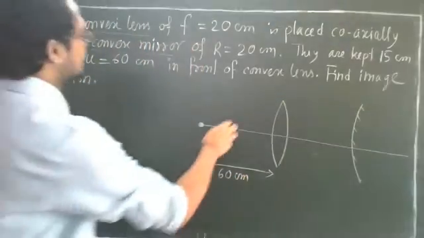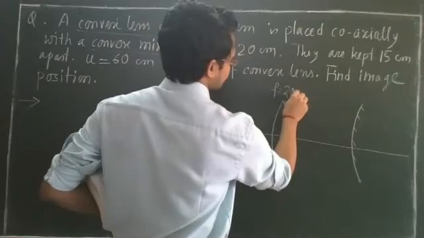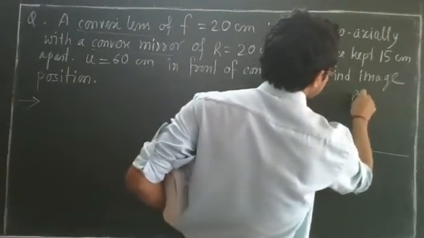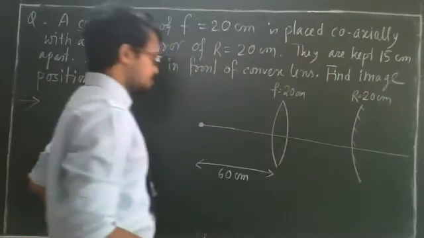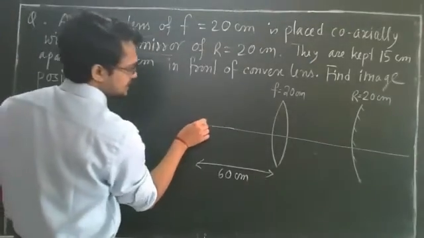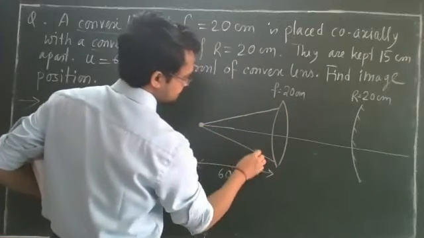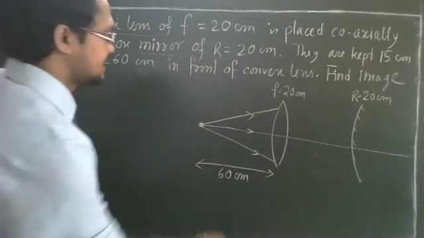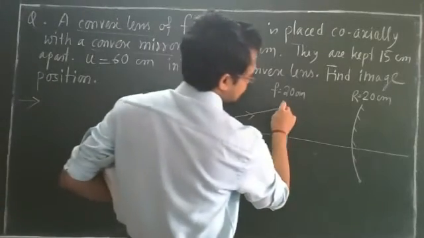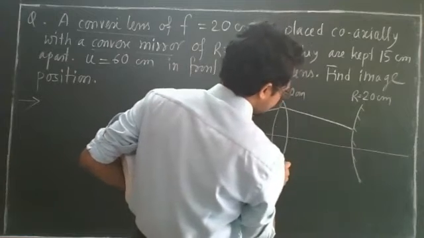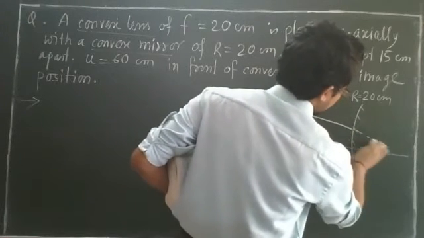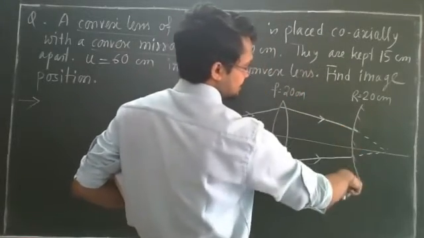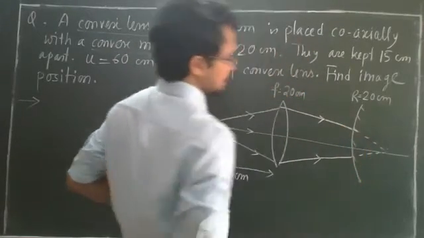Here the focal length is given as 20. And for that mirror, the radius of curvature is given, R equal to 20. Okay, clear? So what will be the ray diagram? This will be the ray diagram. Three rays. After refraction, they will converge at a point. But there is a mirror, so we will get the image at some other position.